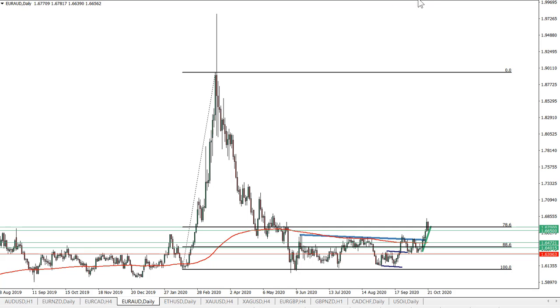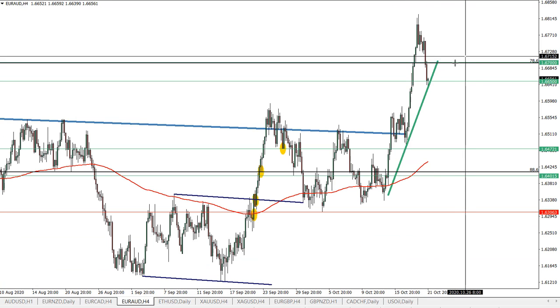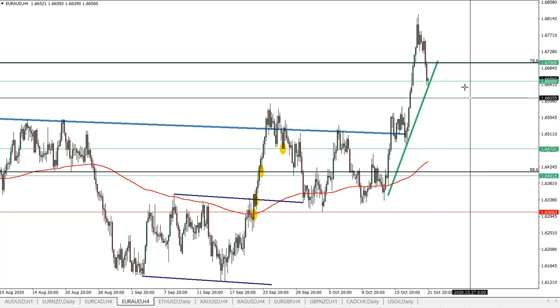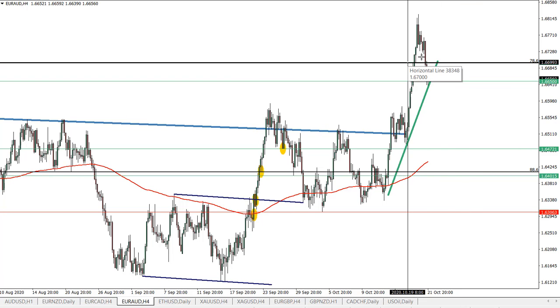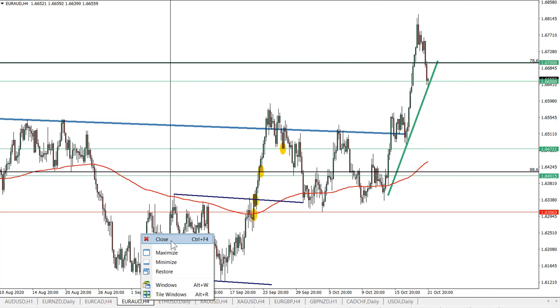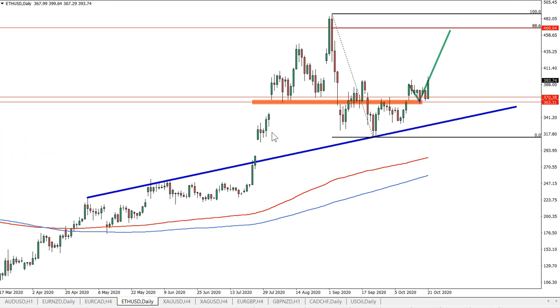Euro Australian dollar. So we have tested the resistance. We have tested the final target, both of them, and it's done as well here. We're done with the Euro Australian dollar. Another one that has tested the target. Closing the chart. Ethereum, well, starting to move up as expected.